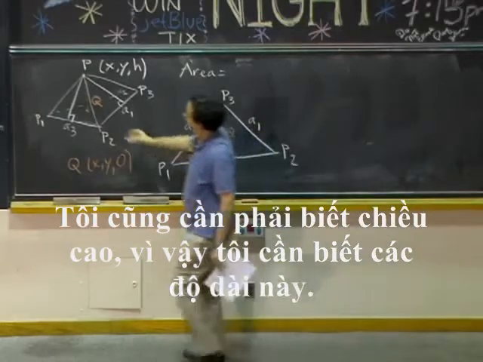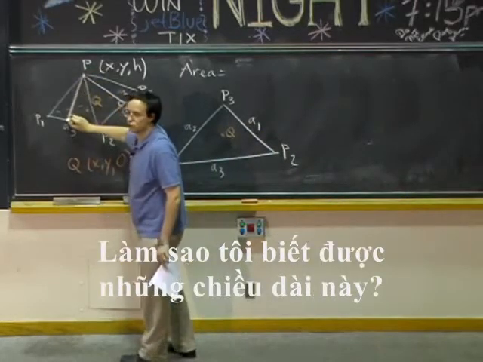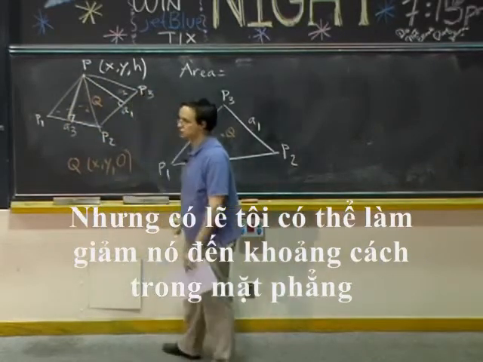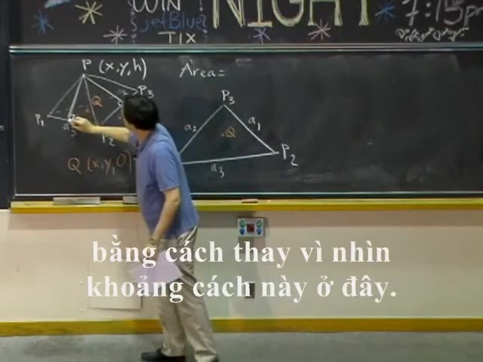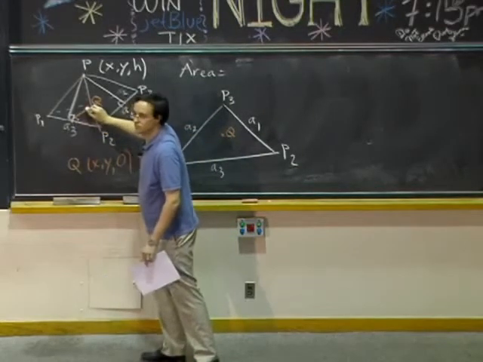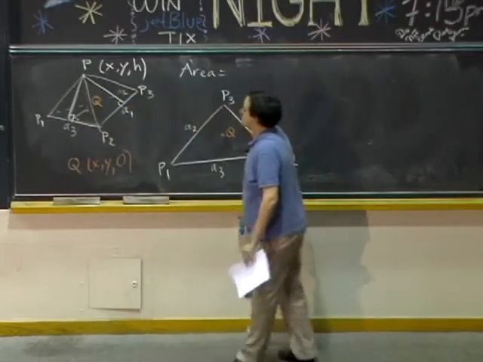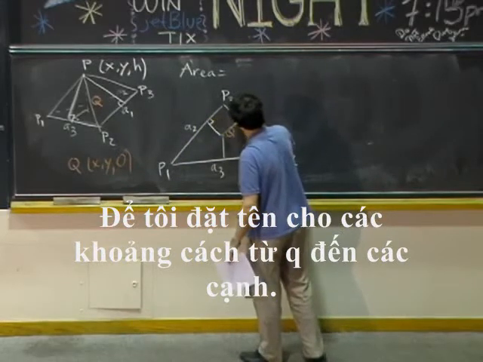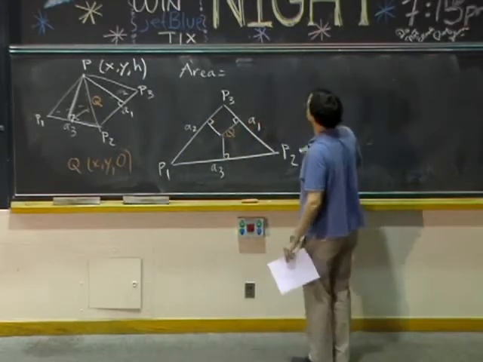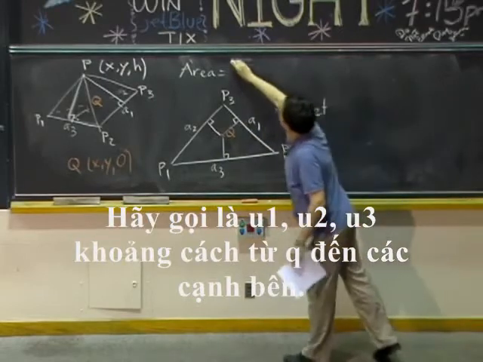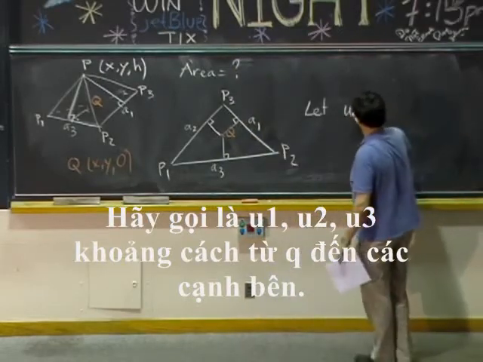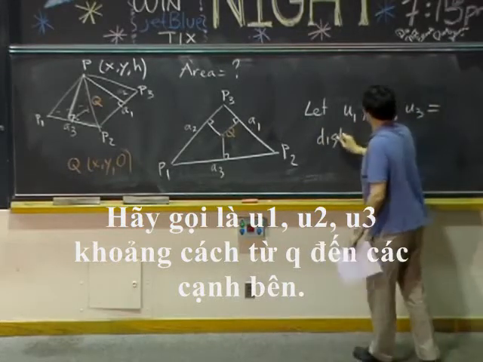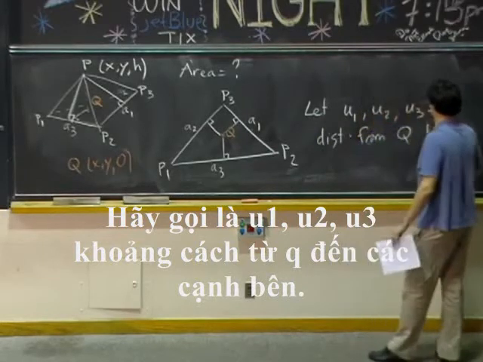I also need to know the height, so I need to know these lengths. How do I know these lengths? Well, it's a distance in space that's a little bit annoying, but maybe I can reduce it to a distance in the plane by looking instead at this distance here. Okay? So let me give names to the distances from Q to the sides. Okay, so let's call U1, U2, and U3 the distances from Q to the sides.